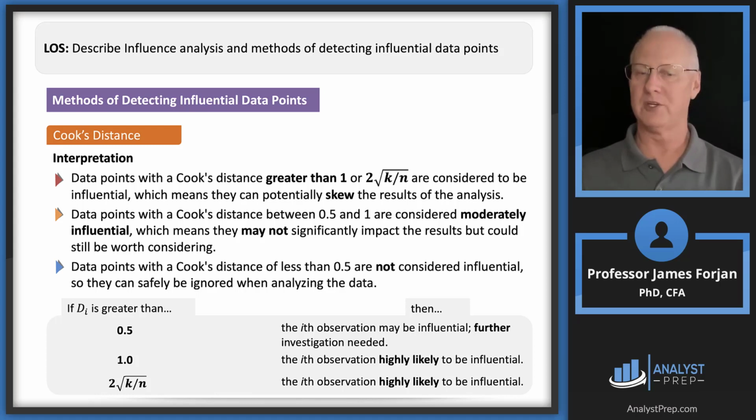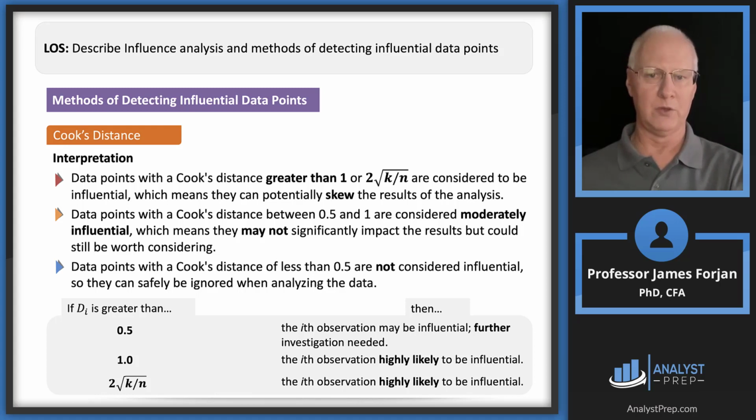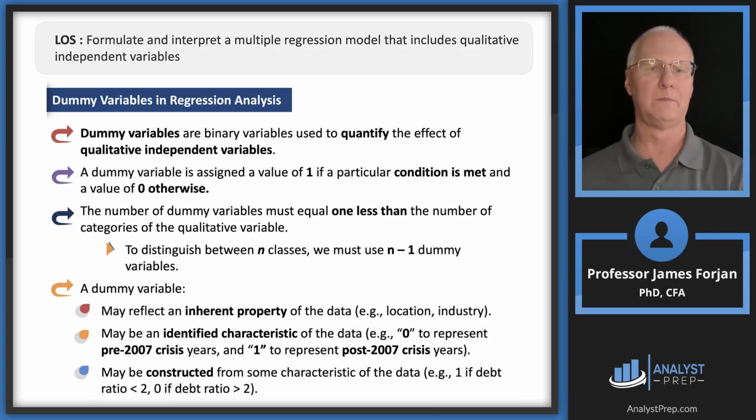And if it's greater than 2 times the square root of k over n, it's also highly likely to be influential. So make sure with Cook that you take a look at both of those conditions down there, greater than 1 or greater than 2 times the square root of k over n.